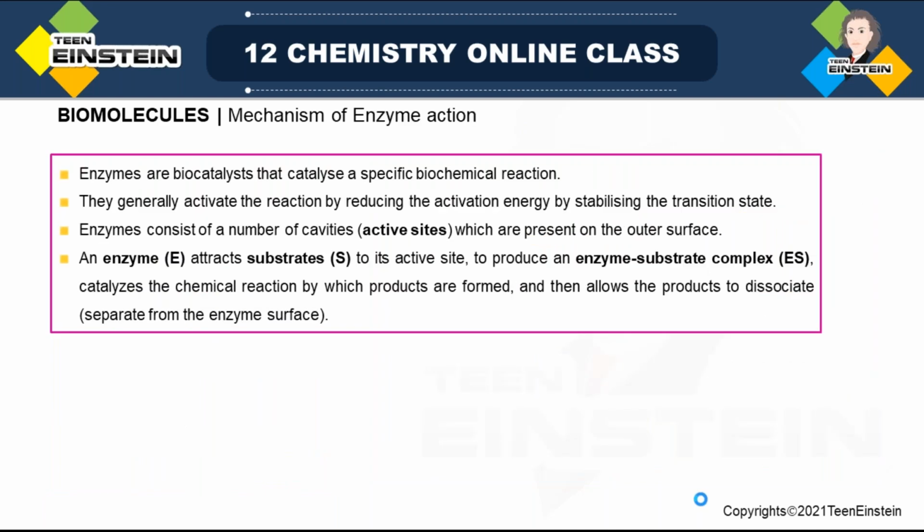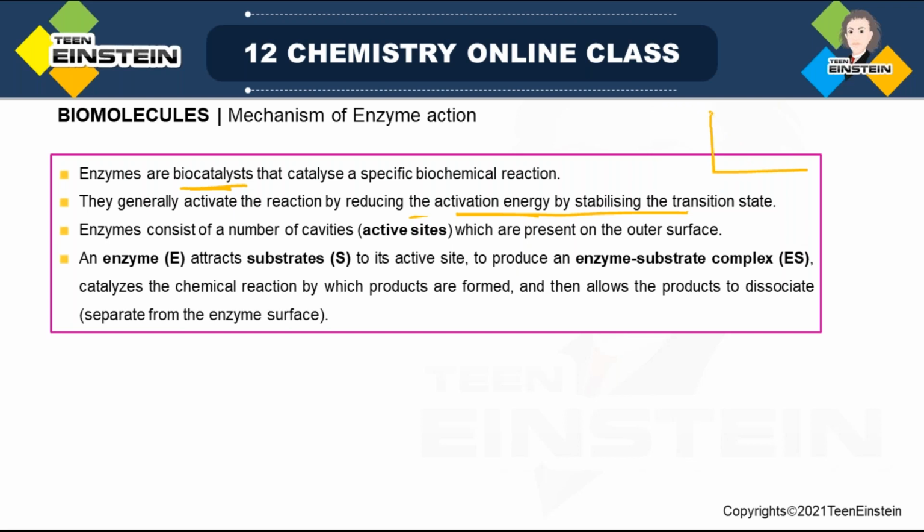Mechanism of enzyme action. Enzymes are biocatalysts. So they are also catalysts, but we call them biocatalysts because they are used inside the body, in vivo. They catalyze specific biochemical reactions. They generally activate a reaction by reducing activation energy by stabilizing the transition state, and that is the general property of any catalyst, not just enzymes.